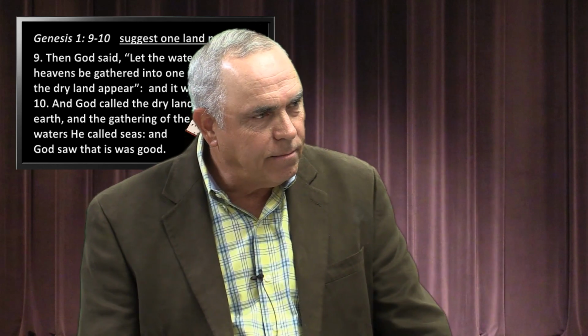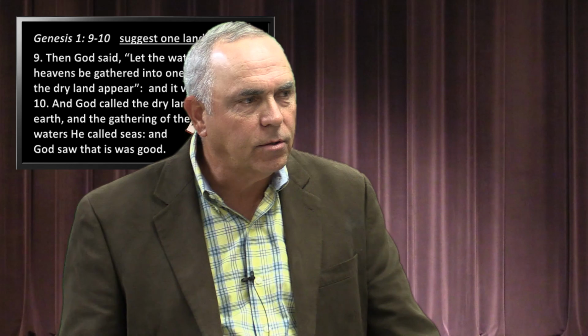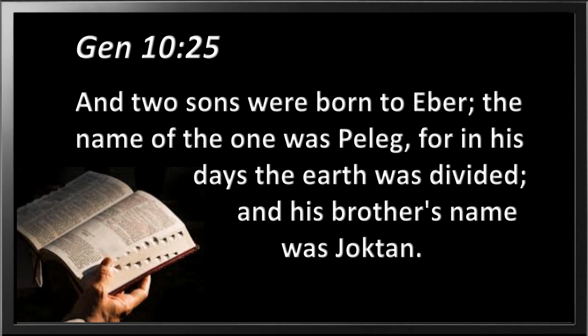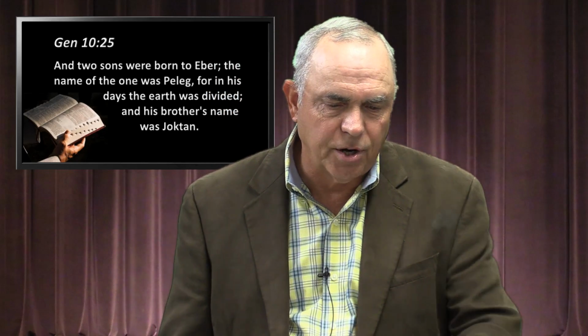So when was it divided? That becomes a question. If there was only one land mass, when does the Bible talk about the land being divided? Turn to Genesis 10:25, because some people think this is where it occurred. "And two sons were born to Eber, and the name of one was Peleg, for in his days the earth was divided, and his brother's name was Joktan." Some use this scripture as the time of division during Peleg. But that's probably not where it was divided, because this probably has more to do with the dividing of nations than earth or land masses. It just doesn't fit.